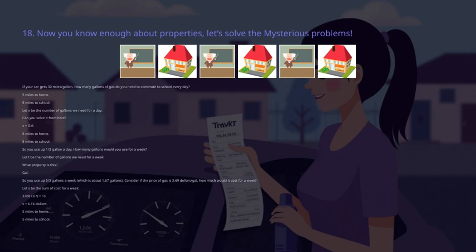Now, if gas costs $3.69 per gallon, how much would that be for the week? Let's call S the total cost for a week. We multiply the total gallons by the price per gallon, 3.69 times 7/3. Doing the math, 3.69 times 7/3 equals about $8.61. So, in summary, knowing the properties helps us break down these problems step by step. And applying the same principles, we can solve real-life questions like this efficiently and accurately.